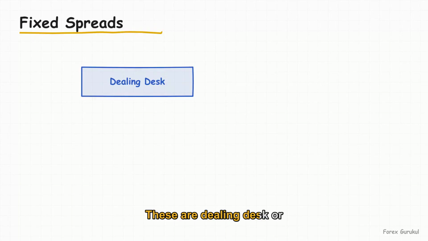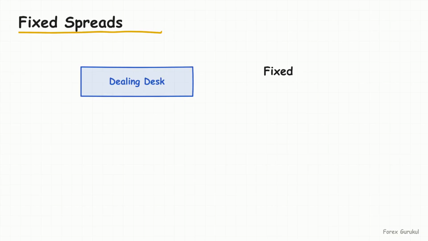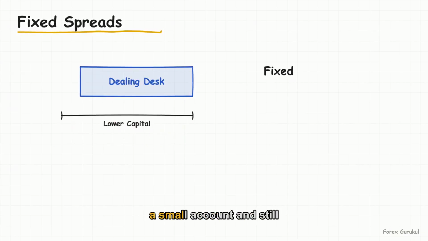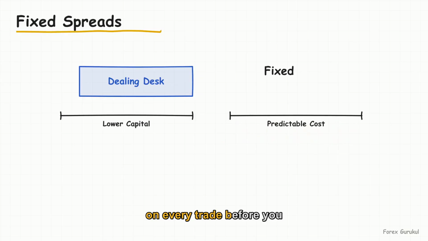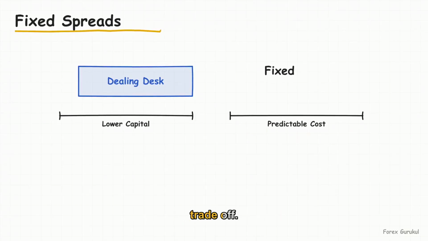For some brokers, the answer is no. These are dealing desk or market maker brokers, and they quote a fixed spread that stays the same whether the market is calm or on fire during a news release. That fixed number is genuinely useful. It means you can open a small account and still know your exact transaction cost on every trade before you place it. No surprises. But fixed comes with a trade-off.